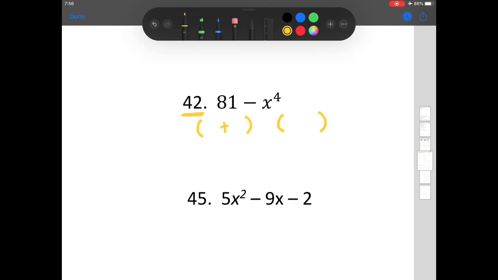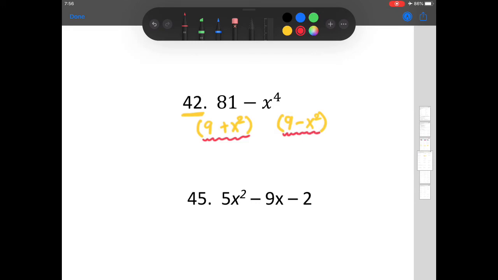So one will be plus, one will be minus. It's going to be 9. The square root of 81 is 9, right? And this would be x squared and this would be x squared. Again, check. Can these be factored further? I cannot factor this because this is plus, so it's not a difference of two perfect squares, so this is not even in the process of being factored.